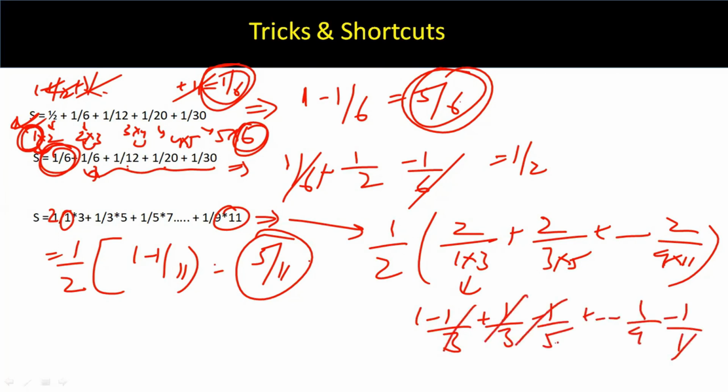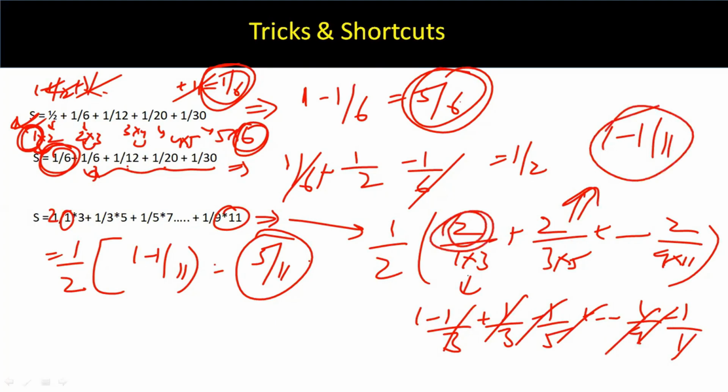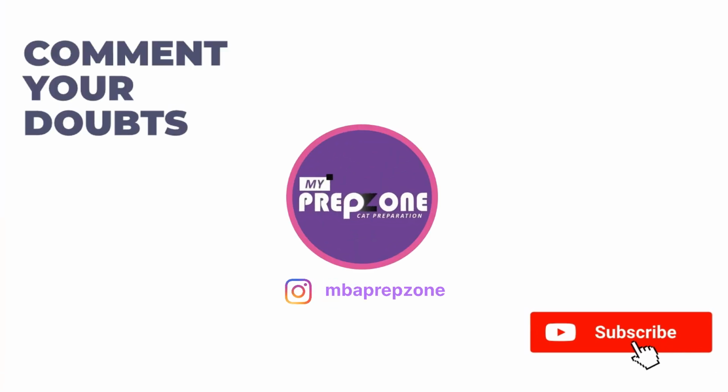These terms get cancelled. तो यहाँ से finally क्या बनता है? 1 minus 1 by 11. तो वो 2 अपने आप adjust हो जाता है because 2 is the difference.